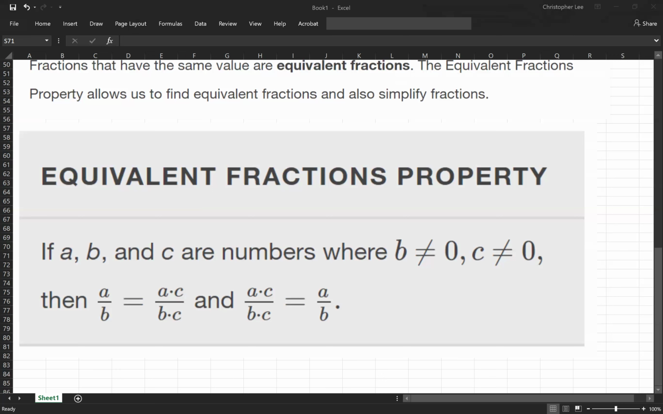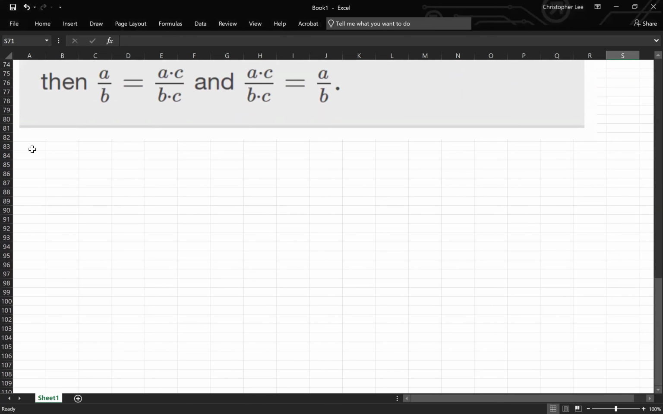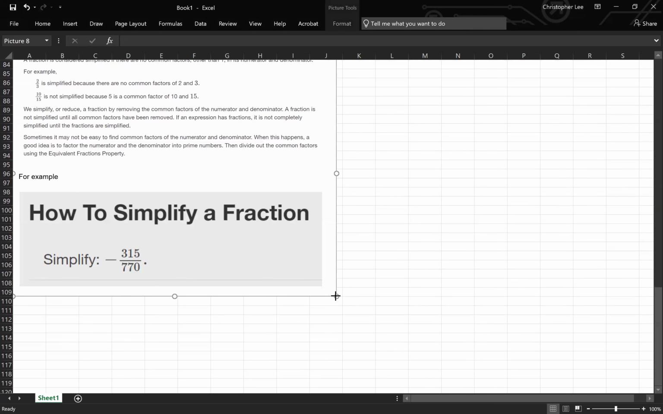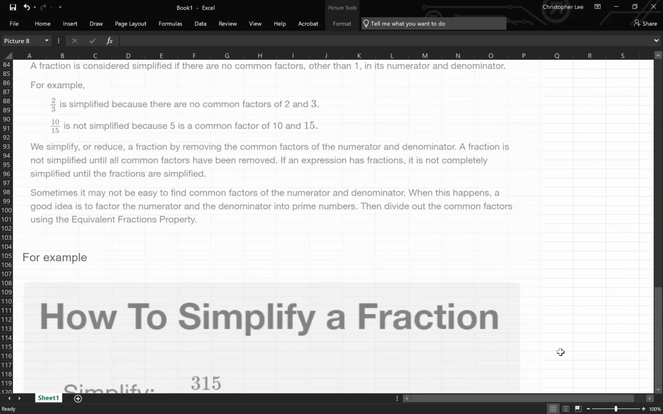All right, let me explain and then we're going to do an example. It'll make sense by the time we get to the example.